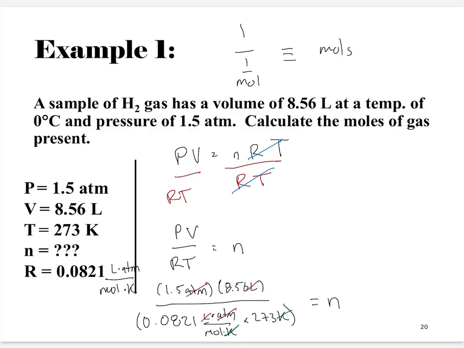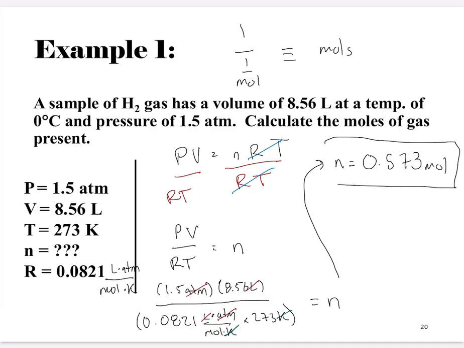So then we plug this into our calculator. 1.5 times 8.56 divided by 0.0821 divided by 273. This will give us n equals 0.573 moles of H2 gas.